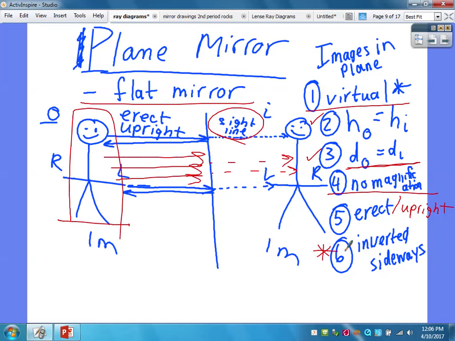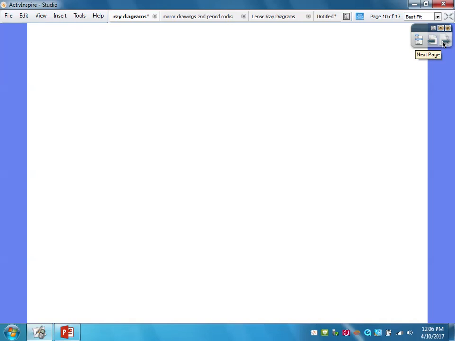So a plane mirror, you are always virtual, same height, same distance, no magnification, upright or erect, and inverted sideways. All right, that's all we do with a plane mirror. It's all conceptual. You just have to know those characteristics. The most likely question will be, which of the following is a correct characterization of an image in a plane mirror, or which of the following is not correct. Basically one of those two questions.